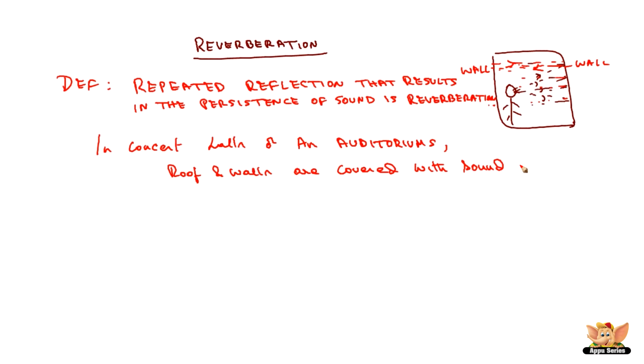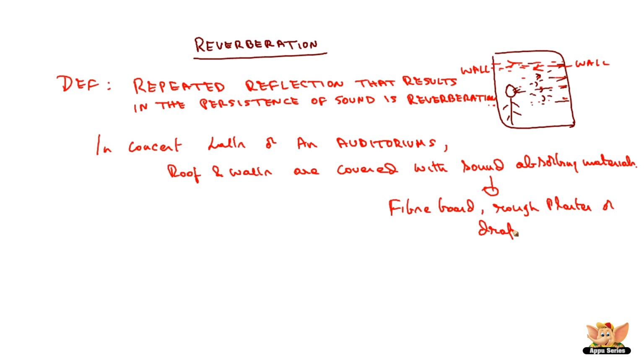What are the sound absorbing materials? Anything which is soft material. We said that a hard surface reflects, a soft surface absorbs. So for example, the sound absorbing materials are like fiberboard or a rough plaster or draperies. Draperies are like curtains, cloth curtains, thick curtains, which will help absorb the sound.